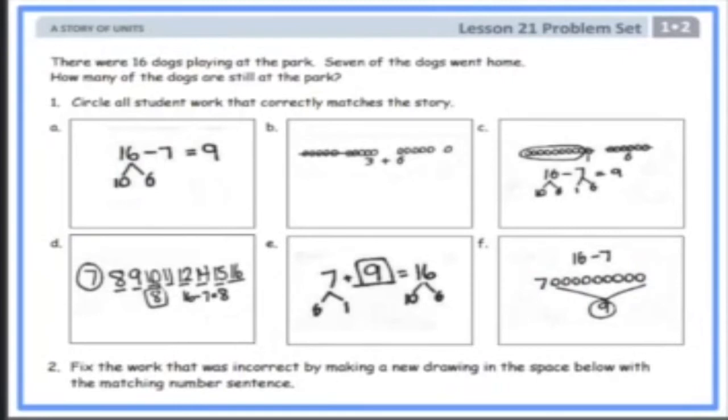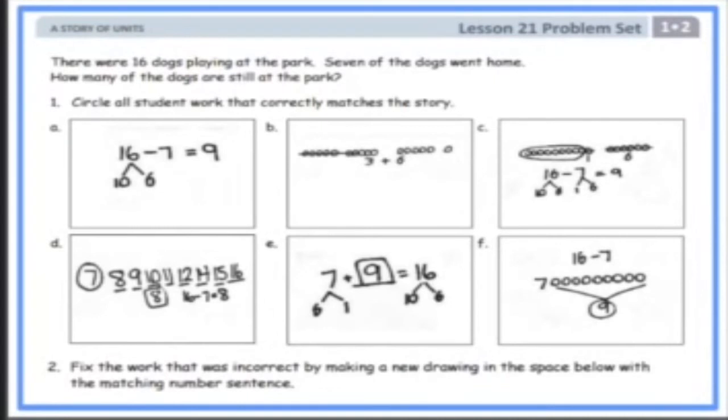Alright, over to our problem set for today's class. It says there are 16 dogs playing at the park. 7 of the dogs went home. How many of the dogs are still at the park? Circle all students' work that correctly matches the story. So these are the works of different students: student A, student B, student C, student D, student E, and student F. Alright, let's see which one is correct and which one is not correct.